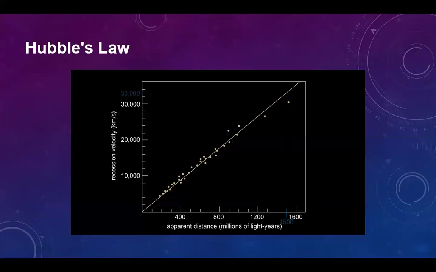We can also state Hubble's law with a simple equation. Velocity equals Hubble's constant times distance. If we divide both sides by Hubble's constant, H0, we find that distance equals velocity over Hubble's constant. We can use this equation to calculate a galaxy's distance from its recession velocity, and we'll get the same answer that we get using the graph.